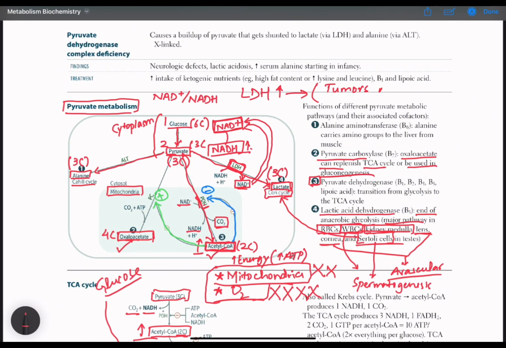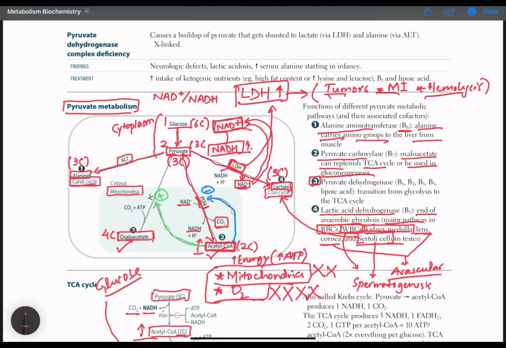It is also increased in MI, and it is also increased in hemolysis. This LDH, which is elevated in these conditions, is actually this enzyme. Then we have conversion of pyruvate into alanine, and it occurs via the Cahill cycle. The enzyme which performs this is alanine aminotransferase. It requires vitamin B6 as a cofactor. The alanine carries amino groups to the liver from the muscle.